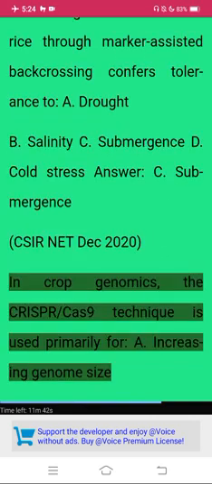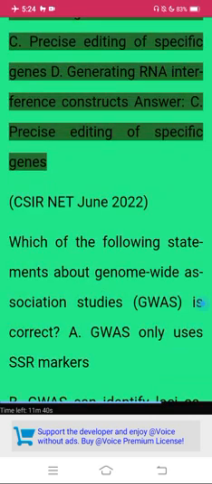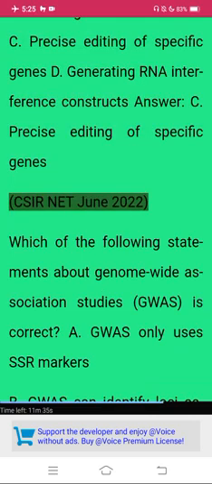CSIR NET December 2020. In crop genomics, the CRISPR-Cas9 technique is used primarily for: A, increasing genome size; B, inserting random mutations; C, precise editing of specific genes; D, generating RNA interference constructs. Answer: C, precise editing of specific genes.